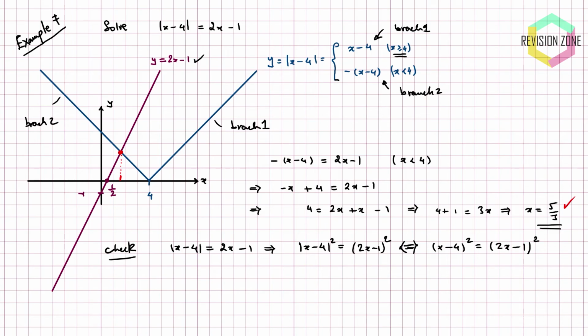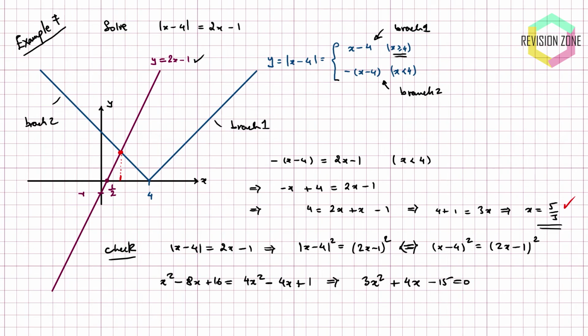So now we expand this. The (x minus 4) all squared is going to give me x squared, take away 8x plus 16. And the (2x minus 1) all squared is going to give me 4x squared, or rather minus 4x plus 1. Okay? So again, from here, we just solve this as we would normally.